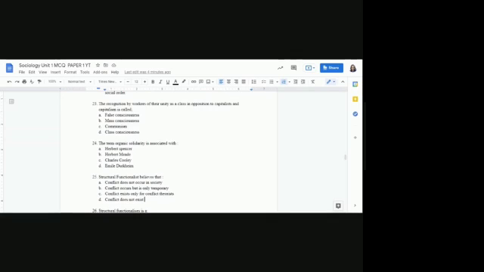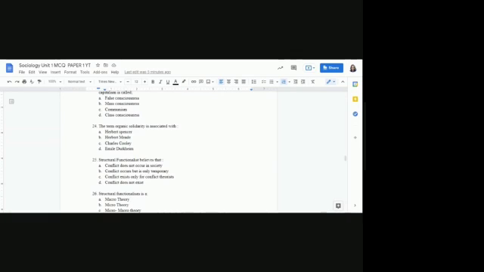Question 24. The term organic solidarity is associated with, is it Herbert Spencer, Herbert Mead, Charles Cooley, or is it Emile Durkheim? The answer is Emile Durkheim. So organic solidarity is associated with Emile Durkheim. Let's look at question 25. Structural functionalists believe that B, conflict occurs but is only temporary.